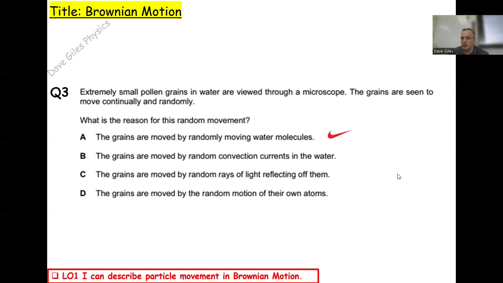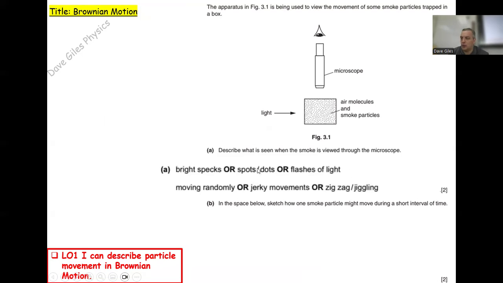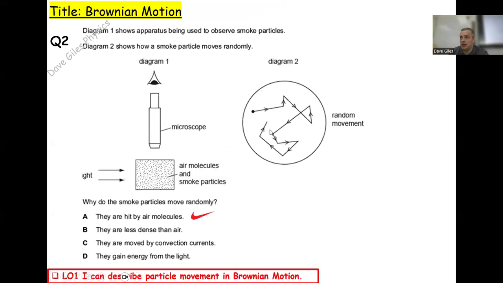Okay. And then there was a paper 4 question. The first part here. Describe what is seen when the smoke is viewed through a microscope. Bright specks or dots or flashes of light moving randomly or in a zigzag pattern. In the space below, sketch how one smoke particle might move during a short interval of time. So the 2 marks are for a line representing a smoke particle moving with a change of direction. The line is straight, but with at least 2 changes. Basically, it should be very similar to this diagram here from question 2.